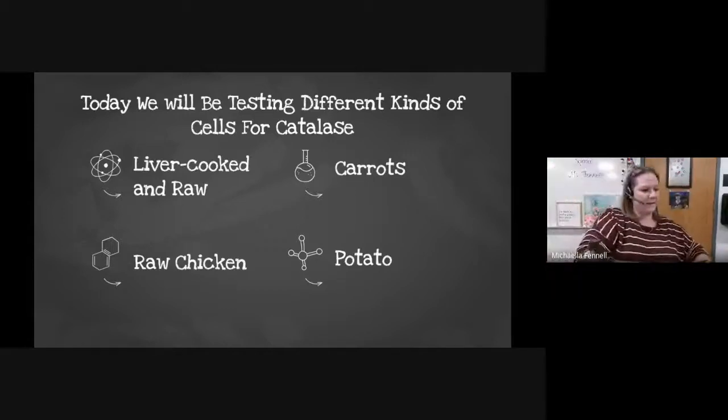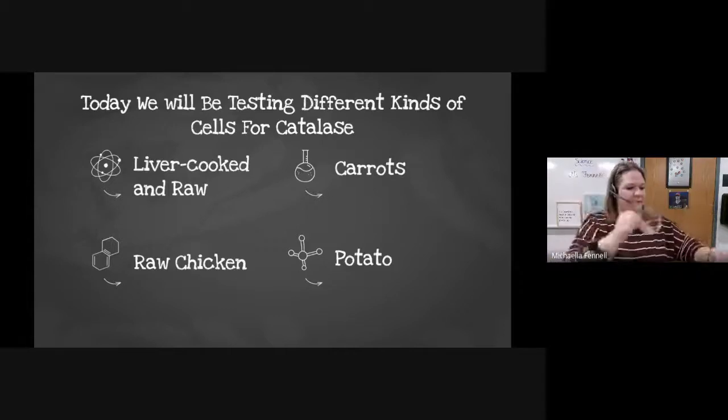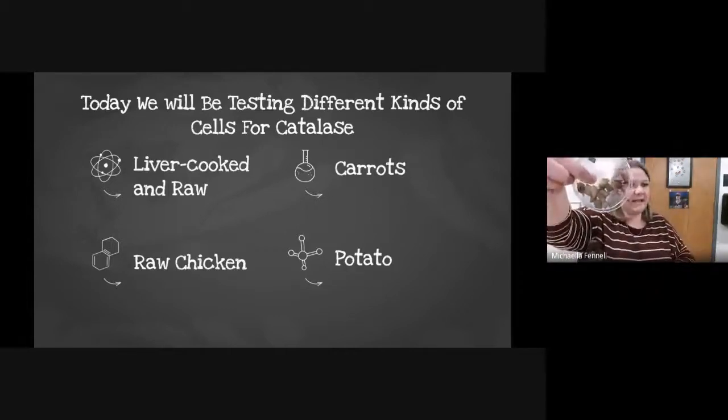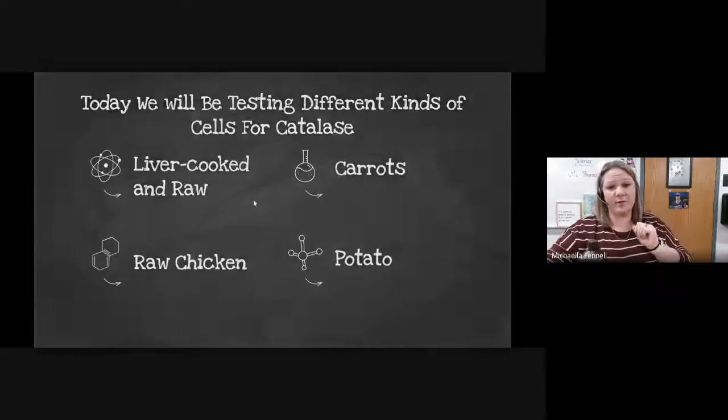We're going to test carrot cells and chicken muscle cells. My potatoes are looking a little sad, but we're going to test some potatoes as well today for catalase. All right, so two kinds of liver, raw chicken, carrots, and potato. We're going to see how much catalase we think is in these cells.